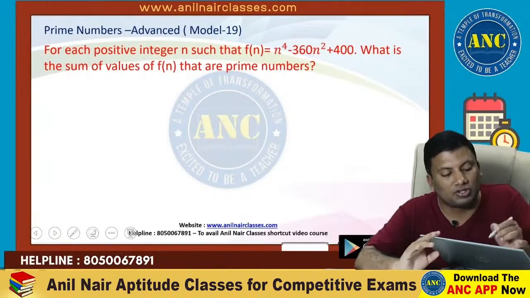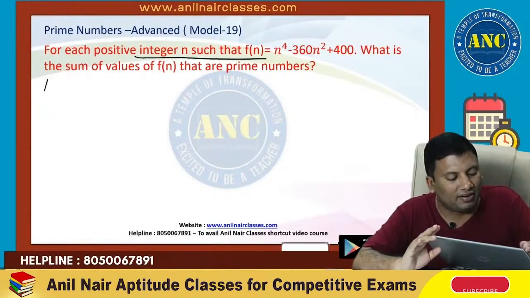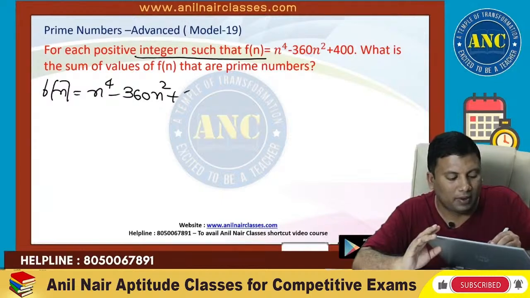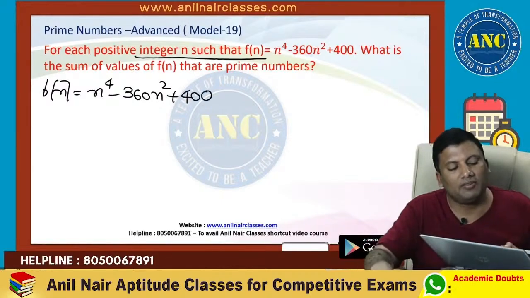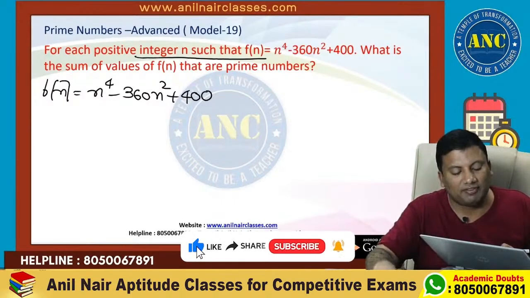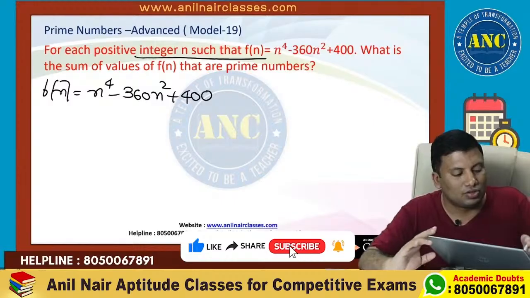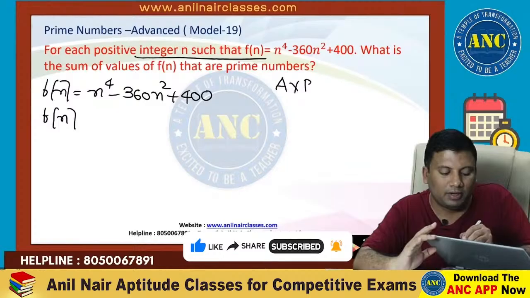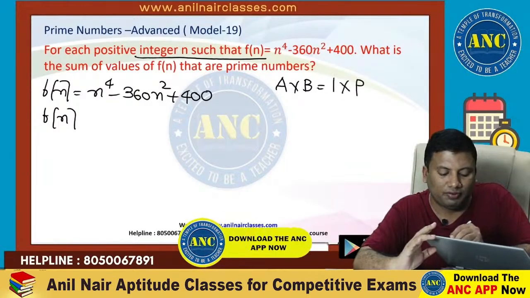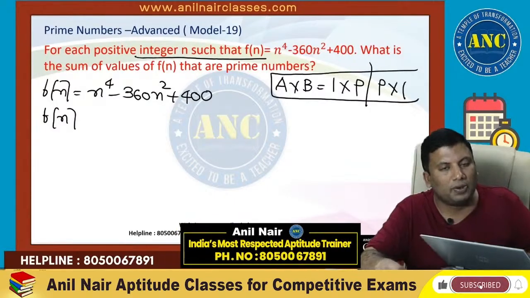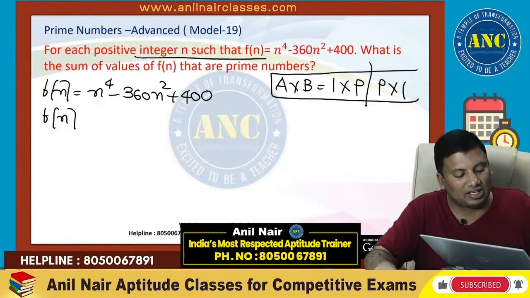For each positive integer n, f of n is a degree 4 polynomial given by n power 4 minus 360 n square plus 400. For how many values of n is f of n a prime number? So what is the concept of a prime number? Write it as a product of two factors, 1 into p or p into 1. Only two distinct factors, 1 and itself.